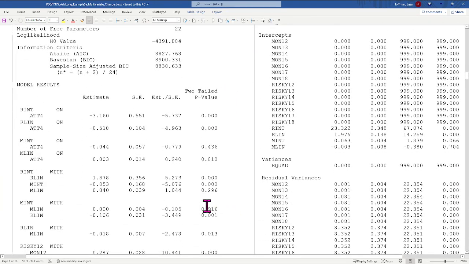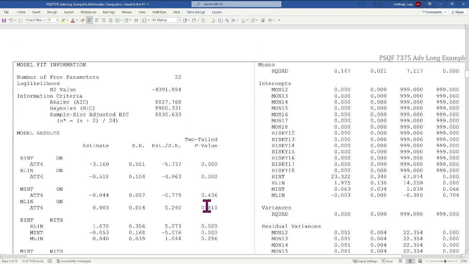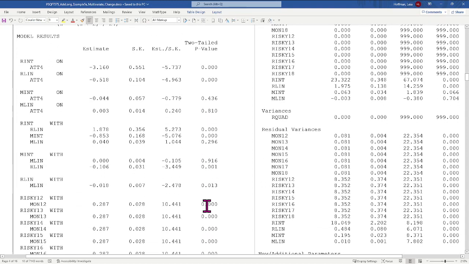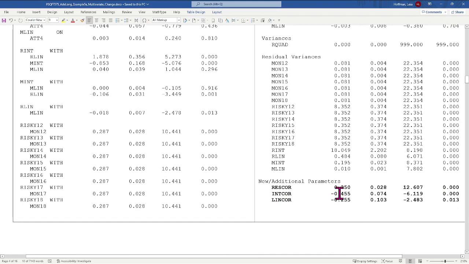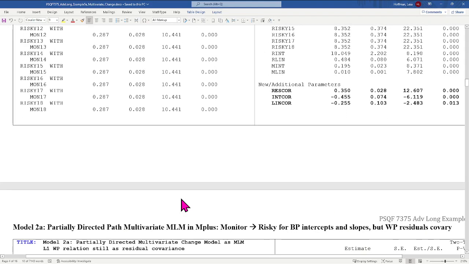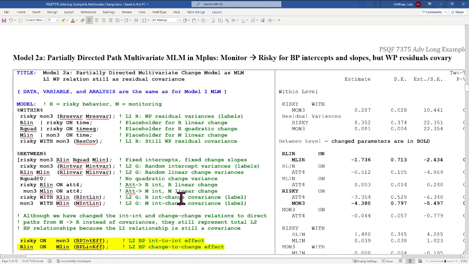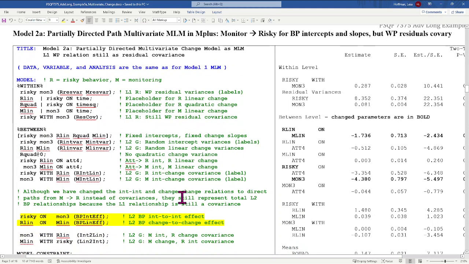It is the same model fit, the same results as we saw within the MSEM version. And so the new parameters here are the same as well. So I'm just going to focus on the differences across models and how the relationships are specified between risky behavior and monitoring as two separate time-varying outcomes. So I'm thinking of this as monitoring as the predictor and risky behavior as the outcome, but from an estimation point of view, they're both outcomes.